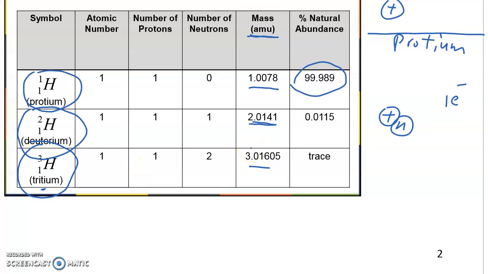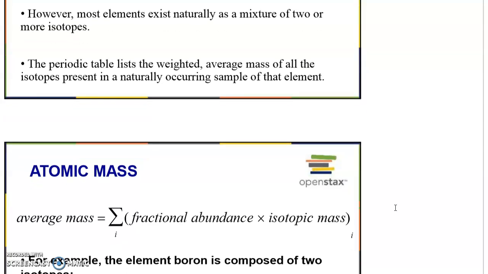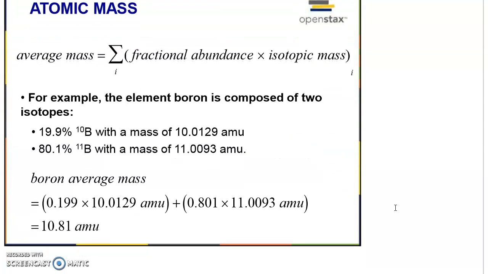So how do we calculate the average atomic mass of these three isotopes, or in general of isotopes? Here is the formula. The average mass of the isotope will be equal to the fractional abundance, that means 0 point something, which should be less than 1, times the isotopic mass. Okay, let's look at an example.